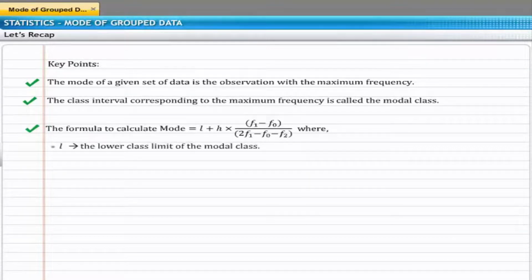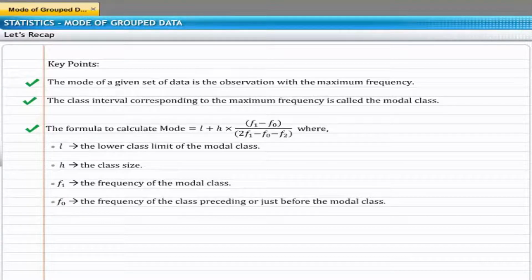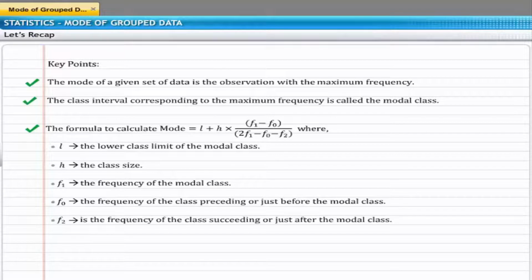Here, L stands for the lower class limit of the modal class. The H stands for the class size. F1 stands for the frequency of the modal class. F0 stands for the frequency of the class preceding or just before the modal class. F2 stands for the frequency of the class succeeding or just after the modal class.